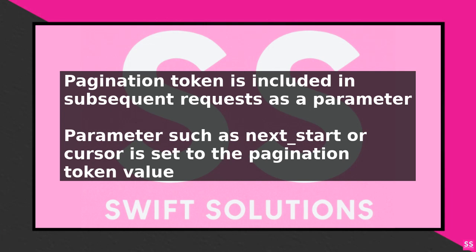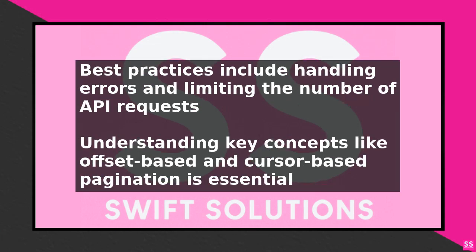In terms of key concepts, it is essential to understand the difference between offset-based pagination and cursor-based pagination. Offset-based pagination involves specifying the number of results to skip before starting to return results, while cursor-based pagination involves using a token to retrieve the next page of results.